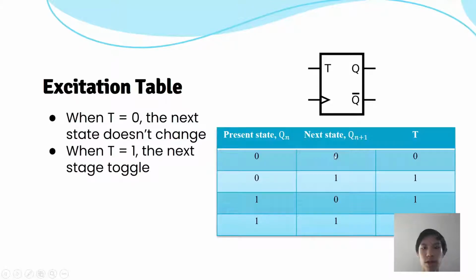So this is the excitation table. If we want to change the present state from 0 to 0, this means that the state doesn't change, so T will be 0. If we want to change from 0 to 1, the input T will be 1. And if we want to change from 1 to 0, T will be 1. And 1 to 1, T will be 0.